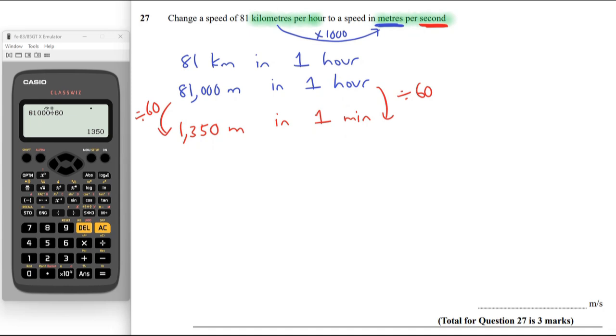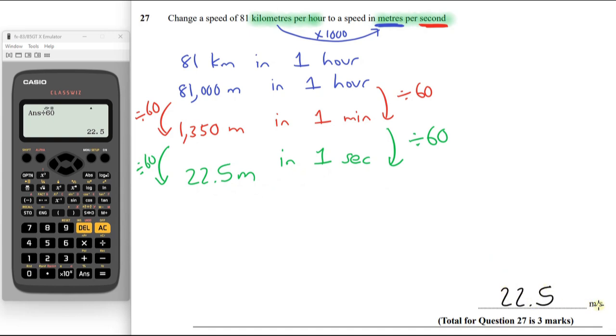Now let's do exactly the same thing for when we've got a minute, but we want seconds. So in 1 second, again, we're going to travel 60 times less the distance. So we are going to divide again by 60. So we're going to do 1,350 divided by 60. And we get 22.5 meters. So we're traveling 22.5 meters in 1 second. So the speed is 22.5 meters per second.